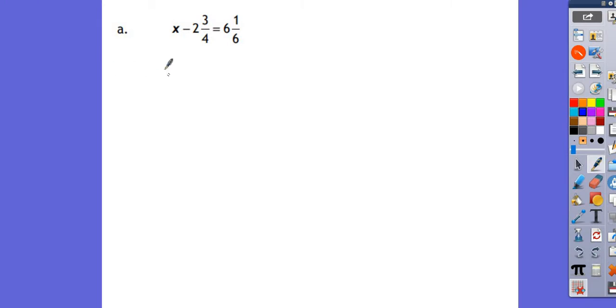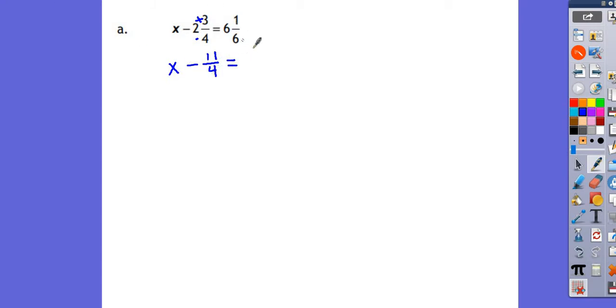So on 12A, I have this problem where I have some number minus 2 3/4 is going to equal 6 1/6, and I have to find this missing number. Well, first thing when I see fractions like this, I want to change everything to improper. That's what I want to do first. I'm going to rewrite this problem and change these fractions to improper. Okay, so I do 4 times 2 plus 3. So 4 times 2 is 8. 8 plus 3 is 11. So that's going to be 11 over 4.